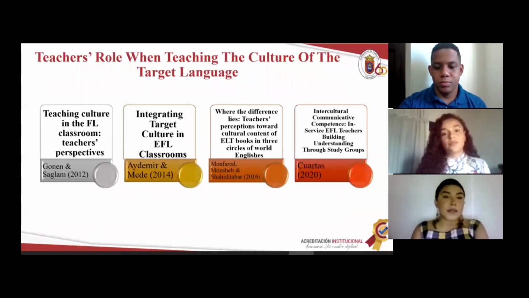Well, bear in mind that this research project is focused on creating a teaching methodology based mainly on cultural capital. It was important for us to consider the teachers' perspectives and points of view regarding the teaching of culture within a classroom. In the slides is the list of the investigations used for this category.